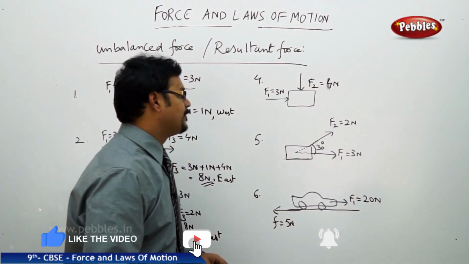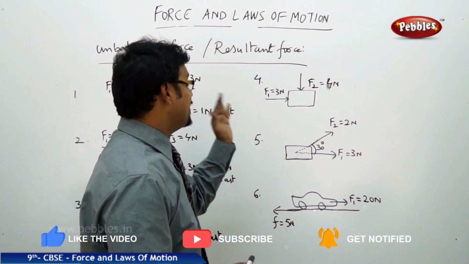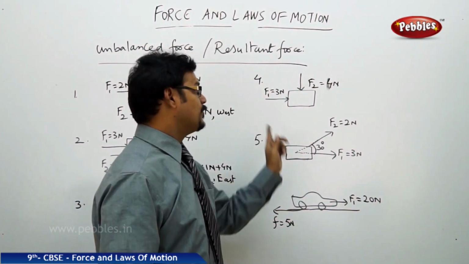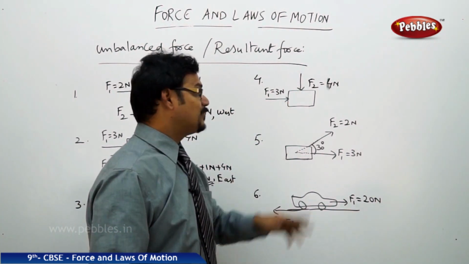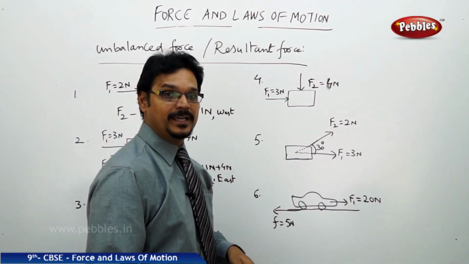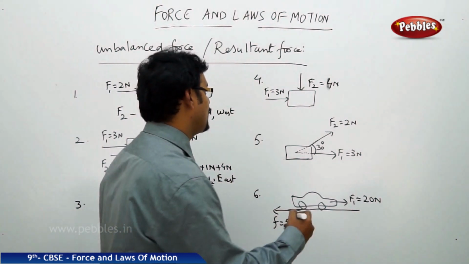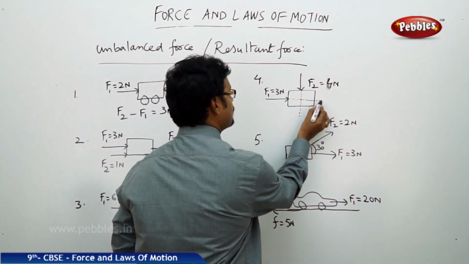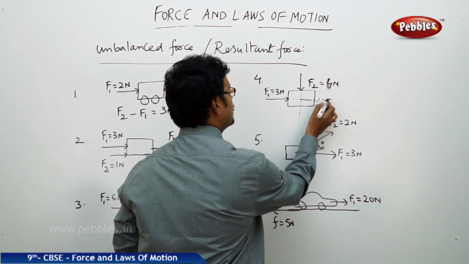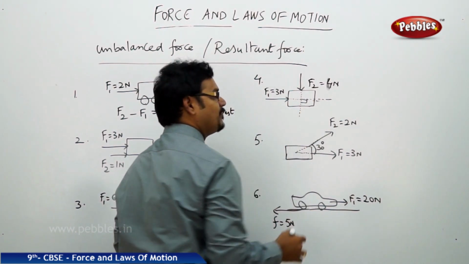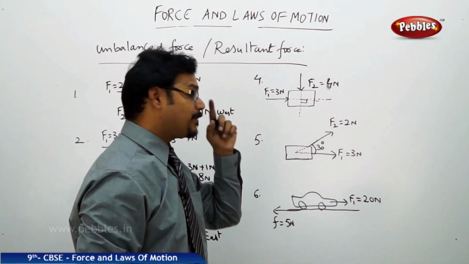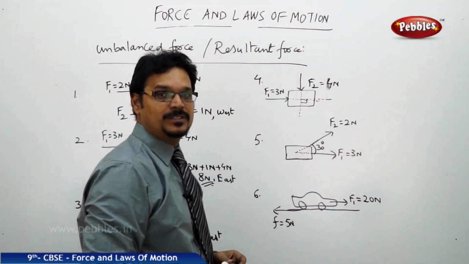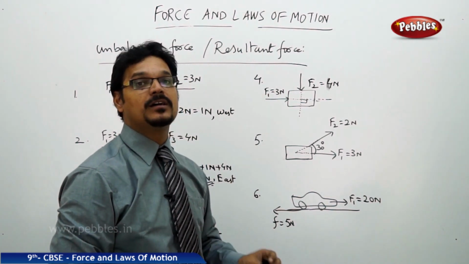If you see this, it is a little different. F1 is towards the east side, F2 towards the north side, and both forces are not parallel and not opposite, but they are perpendicular. How are they perpendicular? If I extend these lines, you can see that both have an angle of 90 degrees. So both forces are perpendicular forces. Now how do you solve these numericals? When you have perpendicular forces, you need to depend on the Pythagoras theorem.